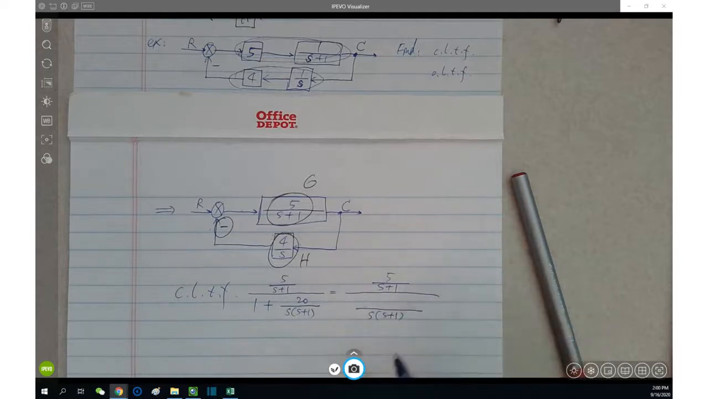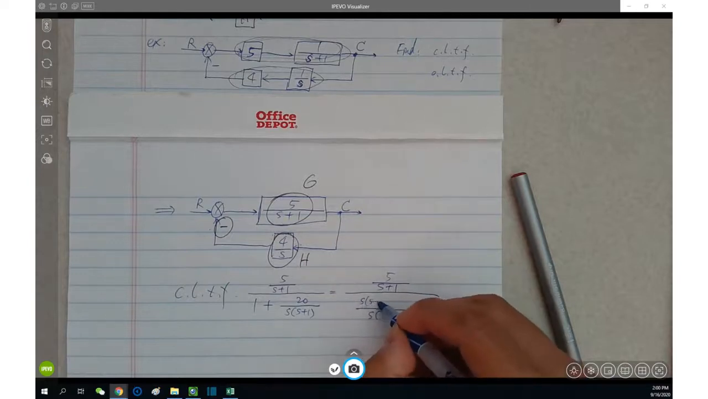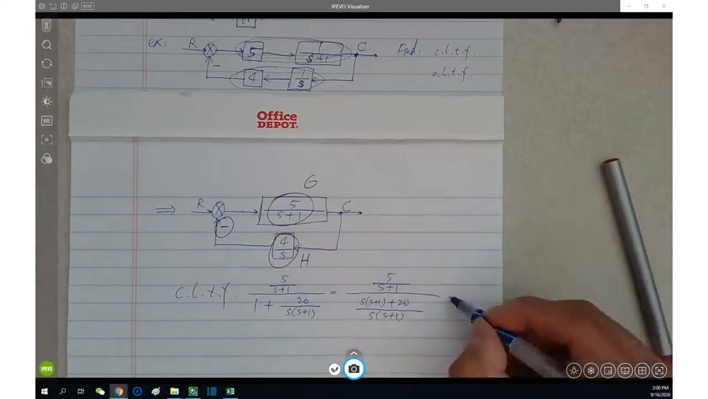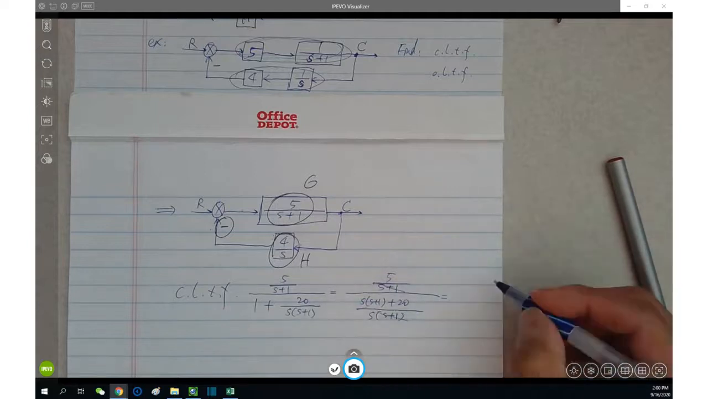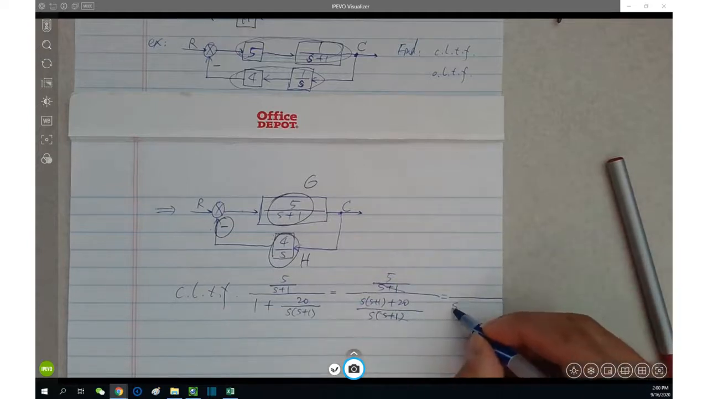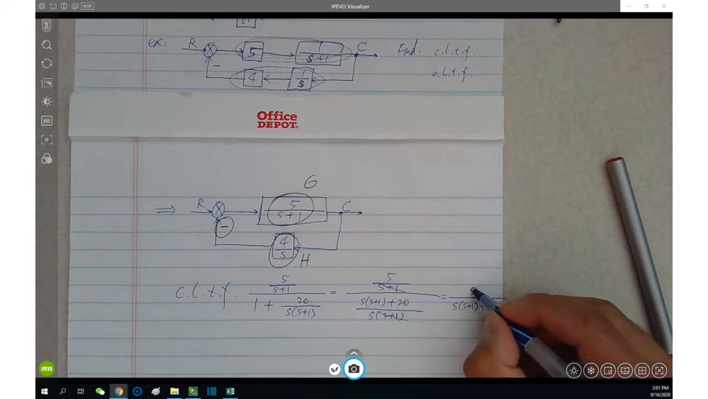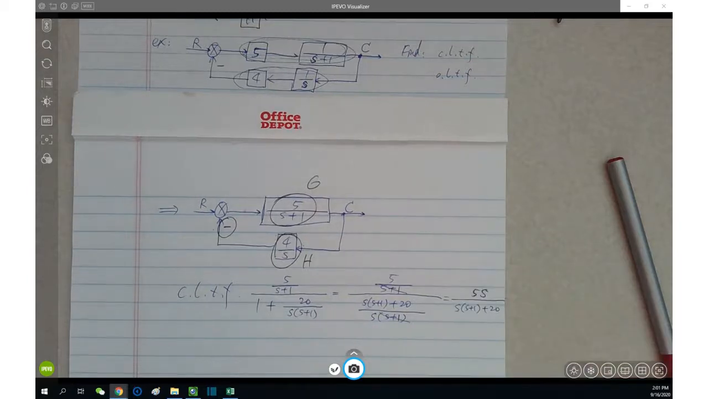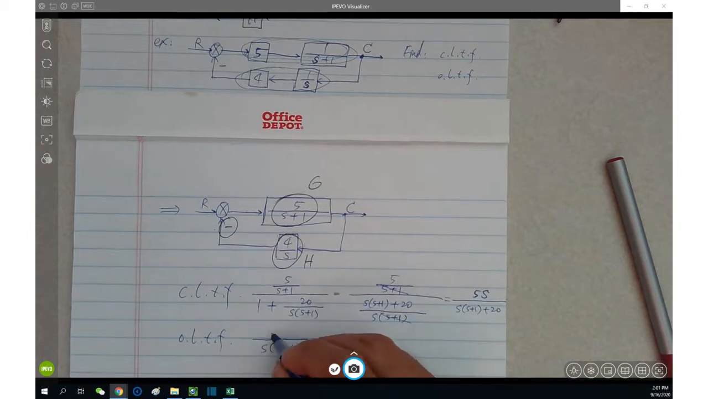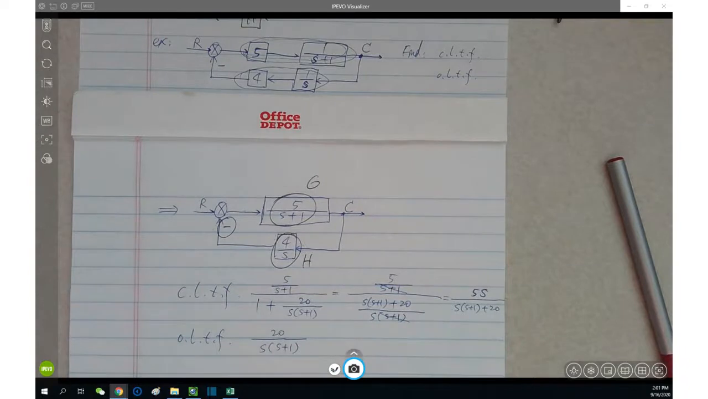times s plus 1, and then here is s plus 1 plus 20, right? So finally, here it cancels, and the result is going to be 5s over s squared plus s plus 20. Does it make sense? The open loop transfer function, according to our definition, is G times H. That's it. Right?